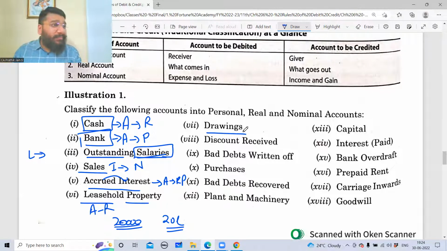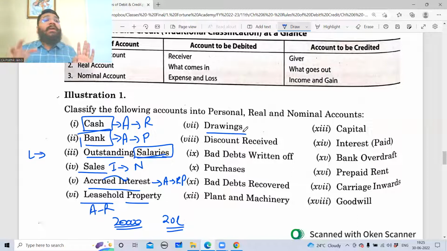Drawing, is it an expense? Drawing is the money that the owner is withdrawing from the business in form of capital or in form of profit. So this is the money withdrawn. Drawing is done by whom? Owner, for his personal purpose. Owner has the only right to do the drawing. Drawing means withdrawing the money. For what purpose? For personal purpose.